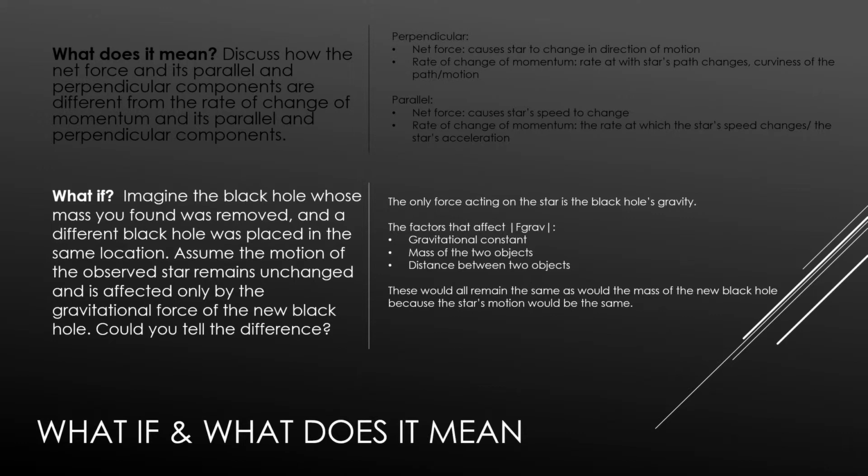What if, imagining the black hole's mass that we found was removed and a different black hole was placed in the same location, assuming the motion of the observed star remains unchanged and is affected only by the gravitational force of the new black hole, could you tell the difference? Keeping in mind the only force acting on the star is the black hole's gravity, and the factors that affect the gravity are the gravitational constant G, the mass of the two objects, and the distance between the two objects, you will not be able to tell the difference because everything will remain the same and the mass of the new black hole would be the same as the old black hole, hence the star's motion being exactly the same.